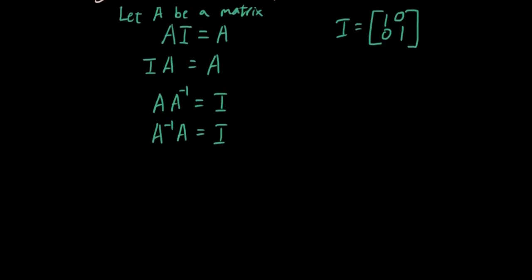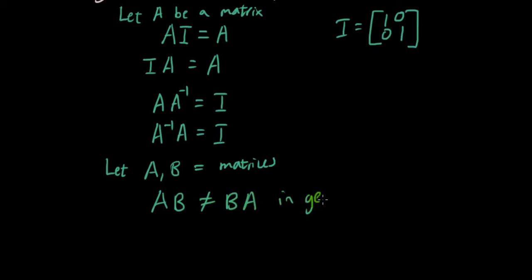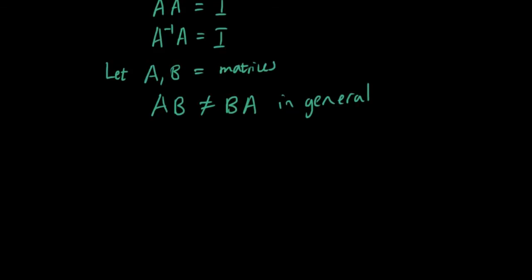Okay, the third thing I want to remind you guys is that if you have two matrices, let A and B be matrices. A times B does not equal B times A in general. Obviously the identity matrix is an exception, the inverse is an exception. Everything else, you can't assume that. Okay, so using this knowledge, let's try to solve a harder matrix equation.